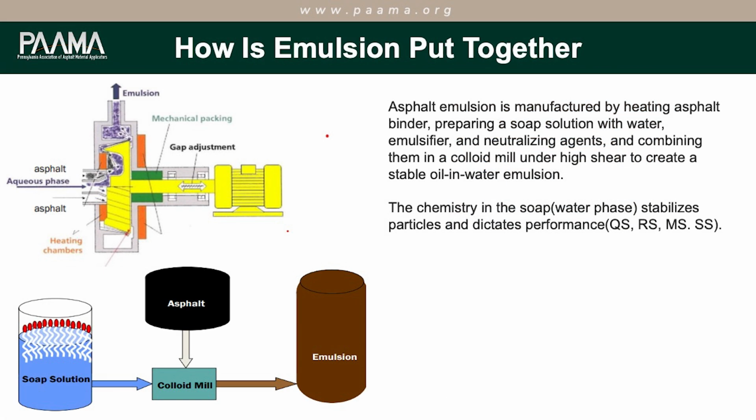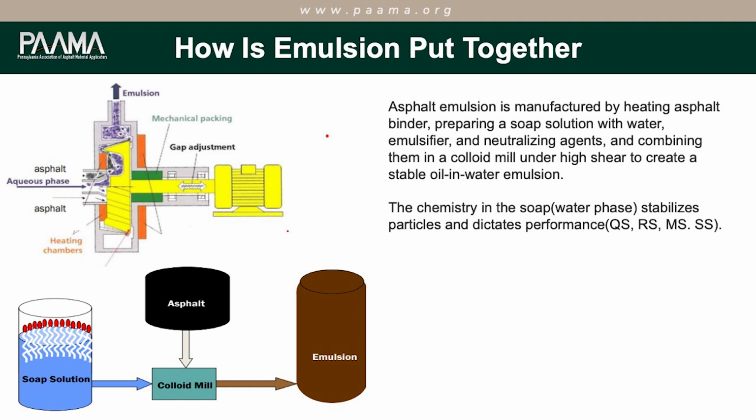How do we put emulsions together? So asphalt emulsion is manufactured by heating asphalt binder, preparing a soap solution with water, emulsifier, and neutralizing agents, being a strong acid or a strong base, depending on whether you're working with anionics or cationics. You're combining them in a colloid mill with high shear rates to create a stable oil and water emulsion.